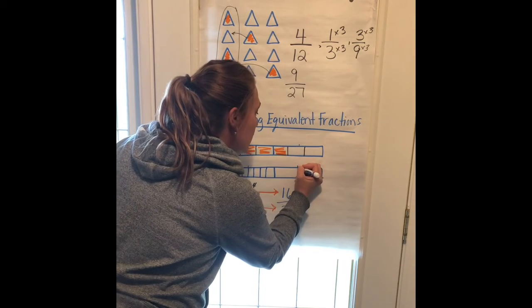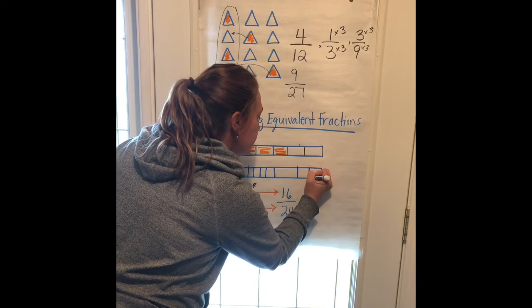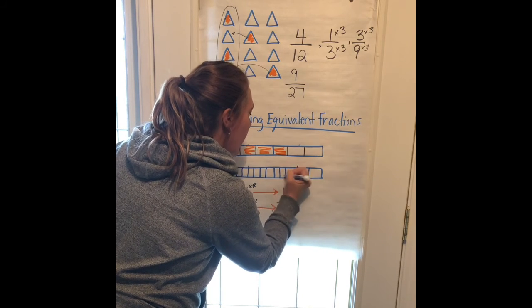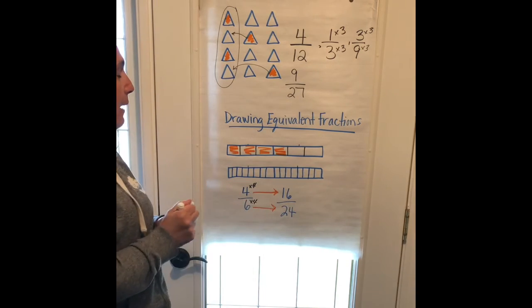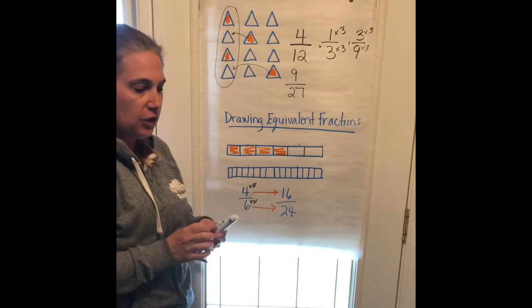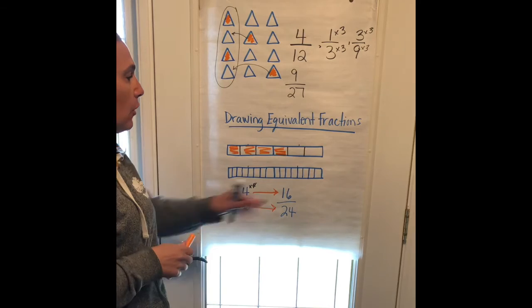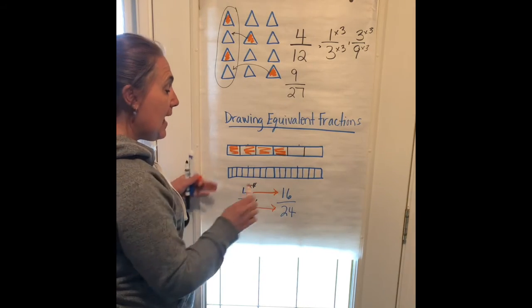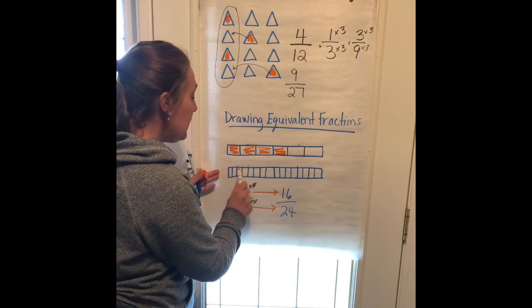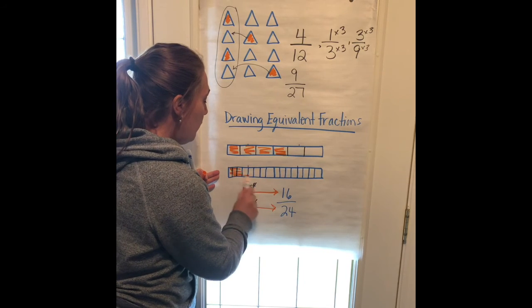I'm going to go ahead and do the same thing over here. Half, half, half, half, half, half, and half. There we go. Now I've created pretty accurately 24 equal parts. Now I'm going to go ahead and color in 16 of my parts.